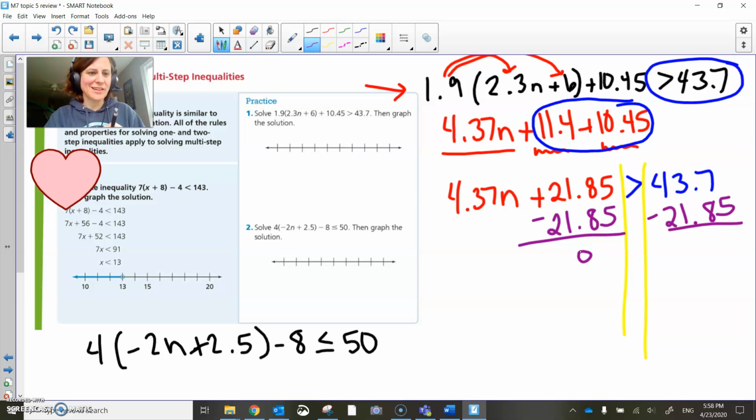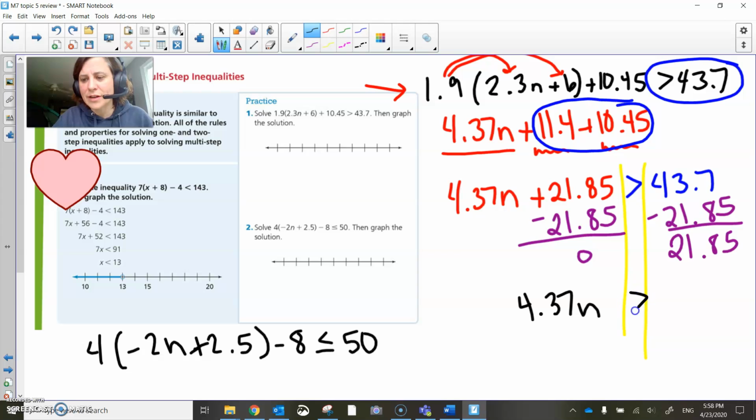It's 21.85. I just did that and it's the same. Let me try one more time. 43.7 minus 21.85 is 21.85. Okay, fine. So now, rewrite our problem: 4.37n is greater than 21.85. We don't flip the sign because all we did was subtract. You only flip when you multiply and divide by a negative.